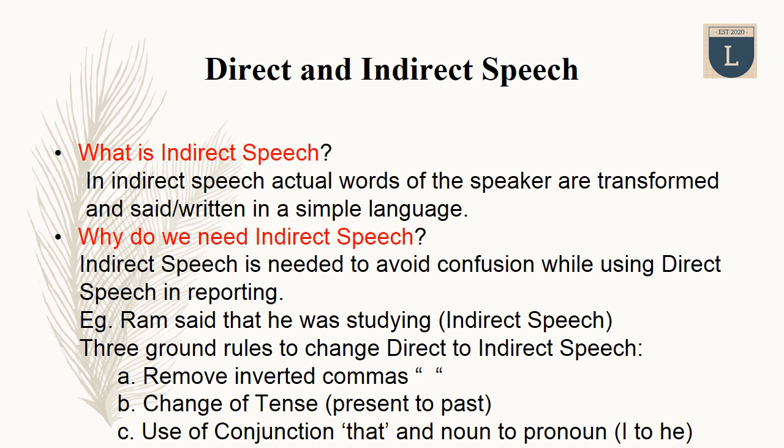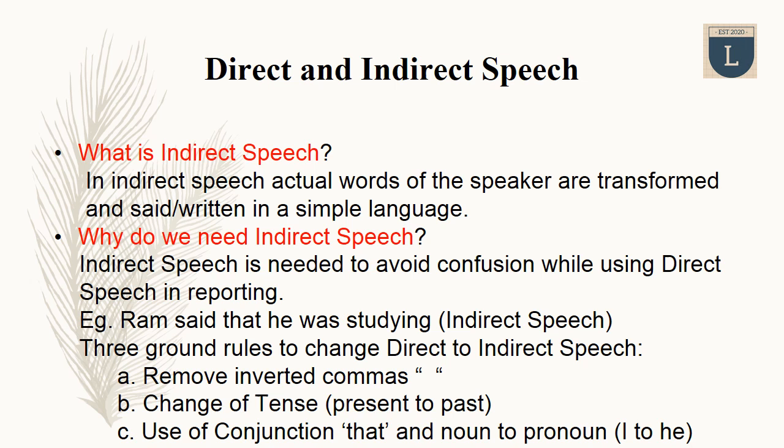Three golden rules to change direct to indirect speech are: remove inverted commas; change the tense from present tense to past tense; and use the conjunction "that" and change noun to pronoun. So Ram said, "I am studying." We change it to: Ram said that he was studying.